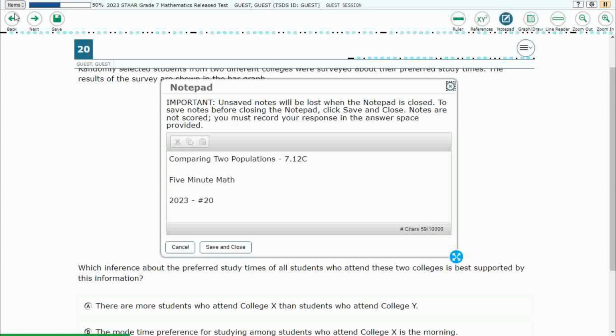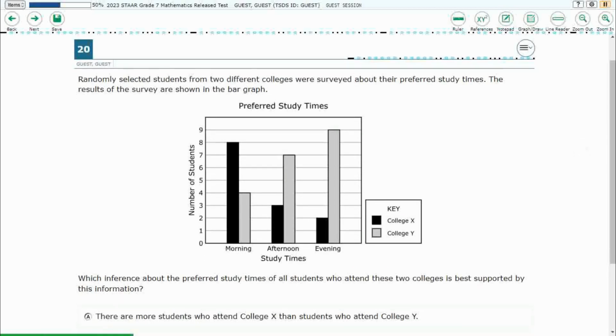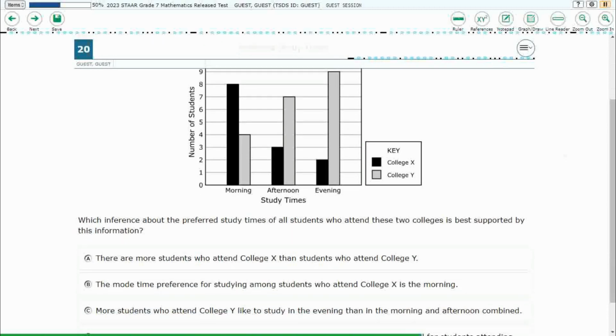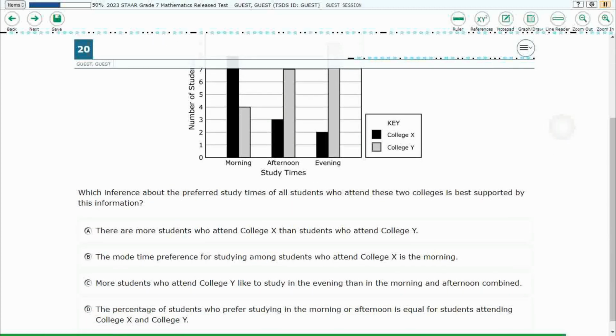Today we are looking at the 7th grade concept of comparing two populations. This is standard 7.12c in the great state of Texas, and we are using item number 20 of the 2023 released STAAR test. If you haven't done so already, please go ahead and take a moment to pause the video, work this problem out on your own, unpause it, and we will look at our answers together.